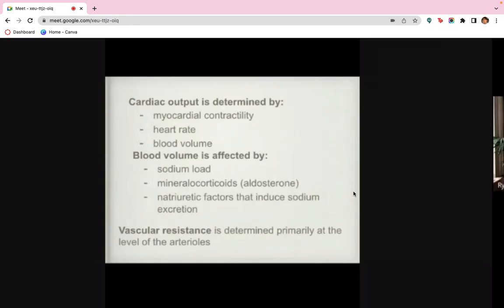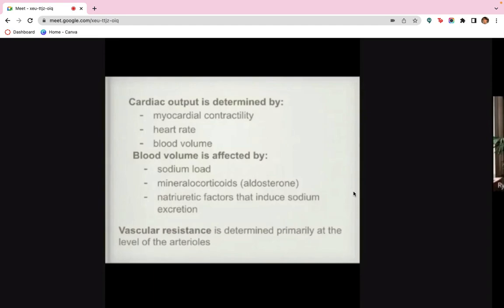Okay? So your blood volume is affected by your sodium load, okay, your mineral corticoids or your aldosterone, and of course your natriuretic factors that induces sodium excretion. Okay? Kaya nga 'di ba, as much as possible kapag meron tayong problem in kidney, okay, pinapaiwas tayo sa mga maaalat na pagkain. Okay? Number one, kapag mataas din yung blood pressure mo, okay, pinapaiwas ka din sa sobrang maaalat na pagkain kasi as we all know, 'di ba, yung ating kidney plays a major role in the maintenance of your blood pressure.